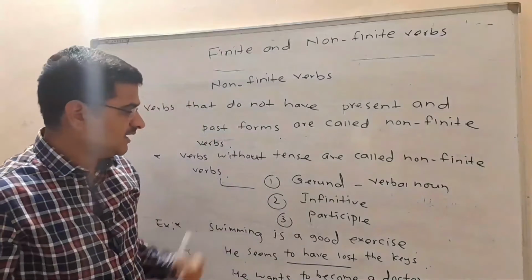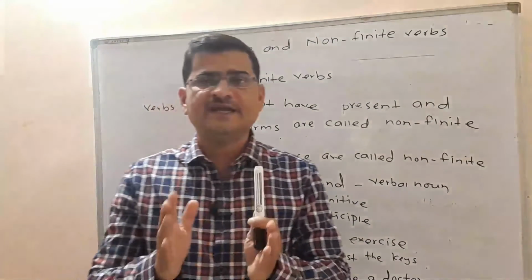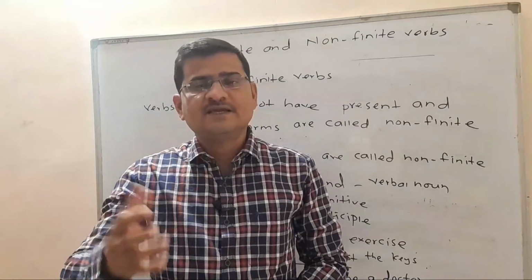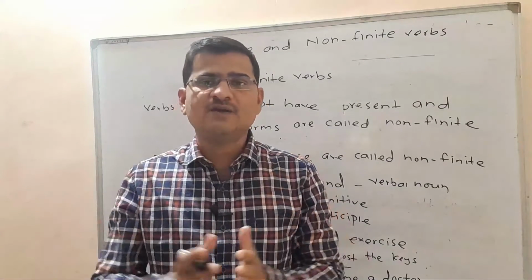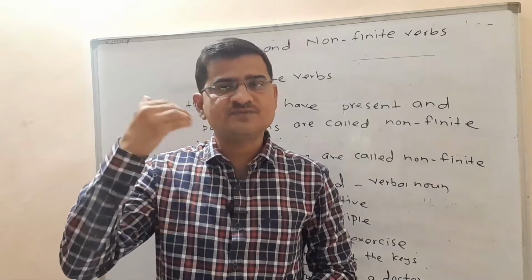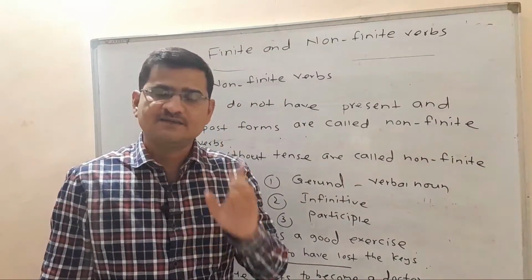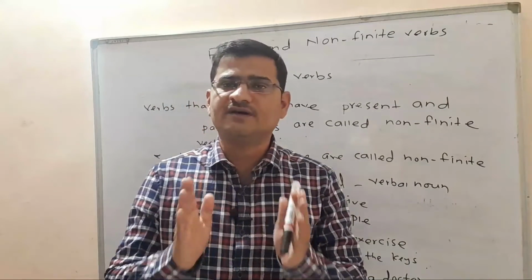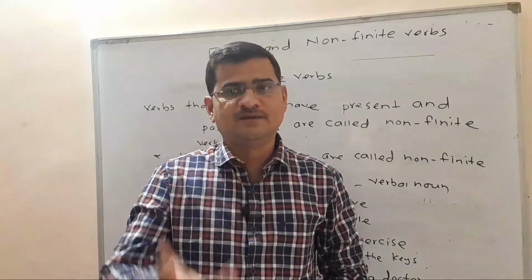So I will tell it to you again in short. What is the difference between finite and non-finite verbs? Verbs with tenses are called finite verbs. Verbs without tense are called non-finite verbs. And how are finite verbs affected? Finite verbs are affected by tense, person and number. Non-finite verbs are not affected by tense, person and number.